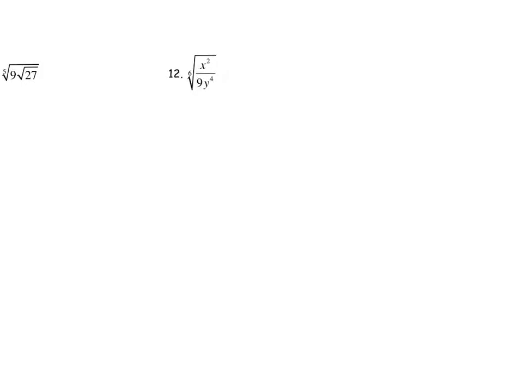This is a solution to problem number 12 from semester 1, review number 6. Here we're asked to simplify a sixth root, and we have the sixth root of a quotient. So as the first step, I'm going to rewrite it as the sixth root of the numerator, the sixth root of x to the second, over the sixth root of 9y to the fourth.